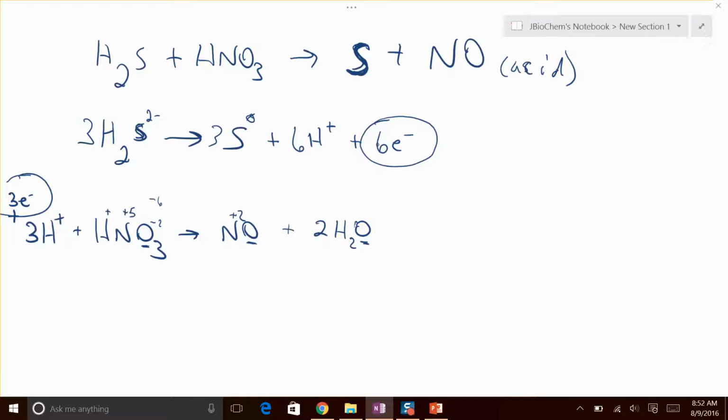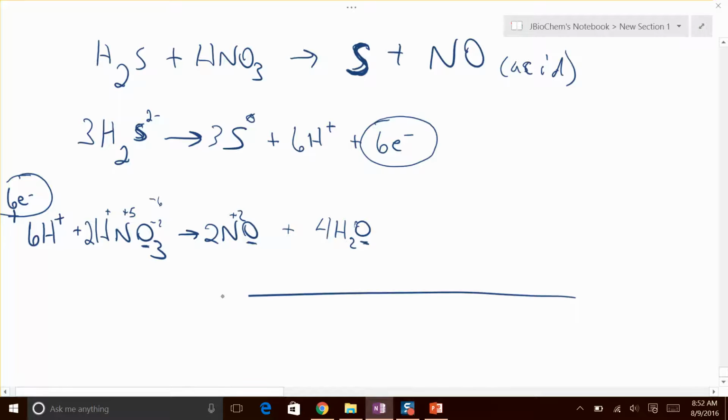Now on the bottom, I'm going to multiply everything by 2. So that gives me 6 electrons. It gives me 6 H pluses. It gives me 2 HNO3s. It gives me 2 NOs. And it gives me, oh, by 2, right? I was doing it by 3, so sorry. That's 4 waters.